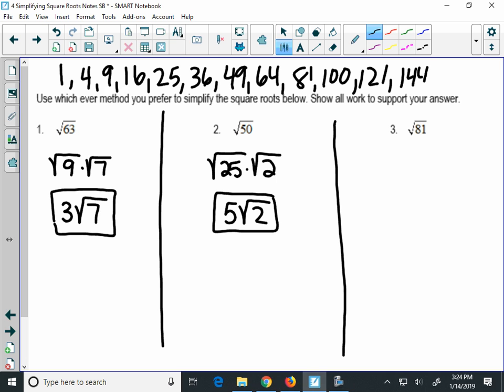Now 3, 81. You should notice that 81 is on my list of perfect squares. That means I don't have to break this down by using square roots. I should just know that the square root of 81 is 9, and then that's it. That's your whole problem.